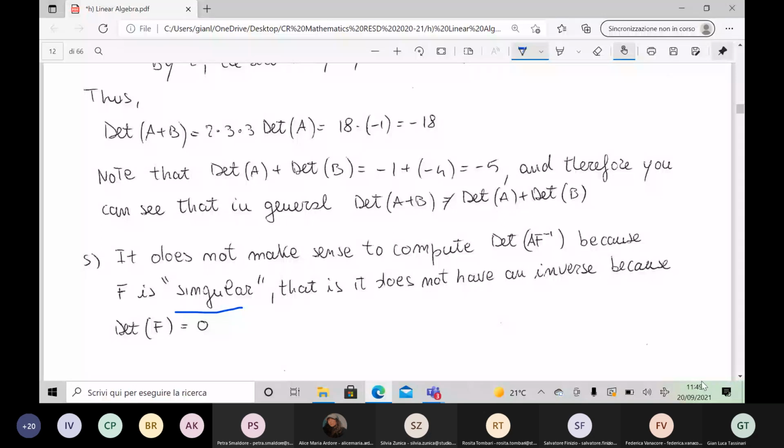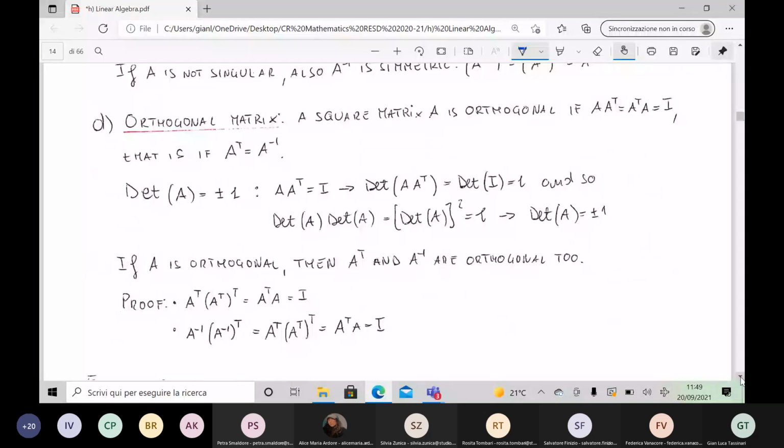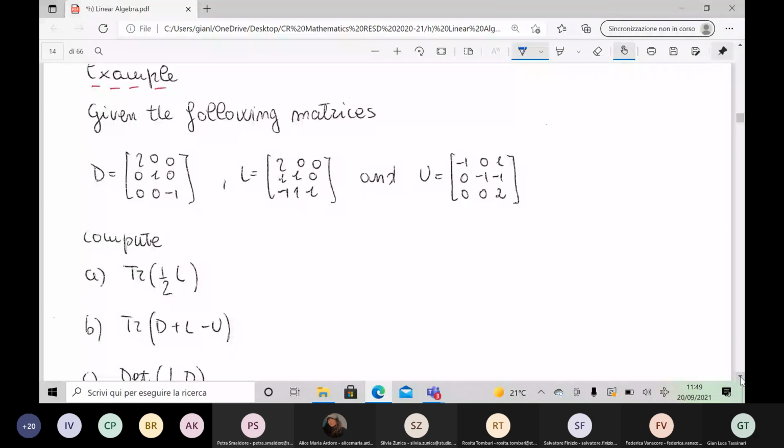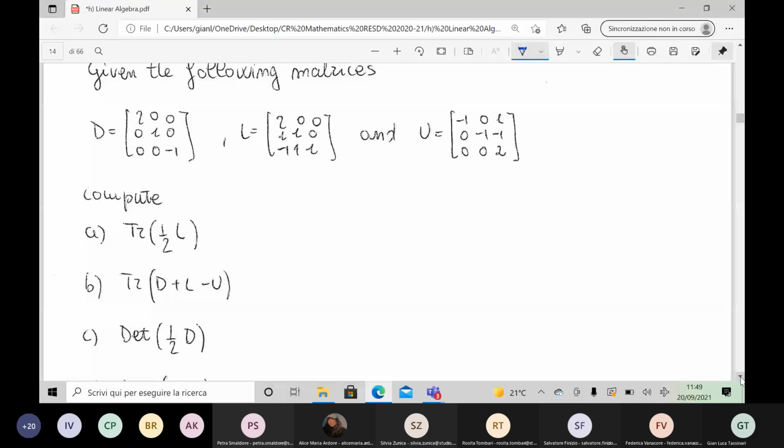Trace of 1/2 times L. The trace of a matrix, guys, as I told you, is the sum of the diagonal elements. 1/2 times L means multiplying the elements of L by 1/2. But since I simply asked you to compute the trace, remember that when you have the trace of a constant times a matrix, take the constant outside. So this operation is 1/2 times the trace of L.